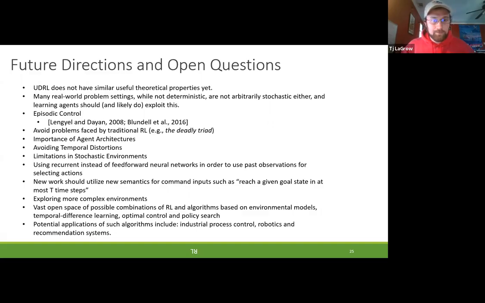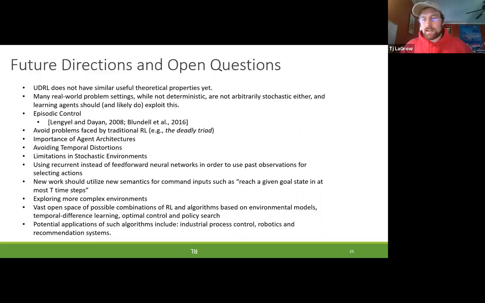And then there is also work to be done on reframing the problem as reach a given goal state in at most t time steps, rather than having a desired return given a desired horizon. Always exploring more complex environments, and then a vast amount of possible combinations in reinforcement learning algorithms for temporal difference learning, optimal control, and policy research.